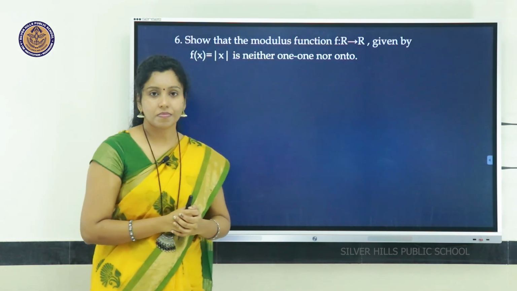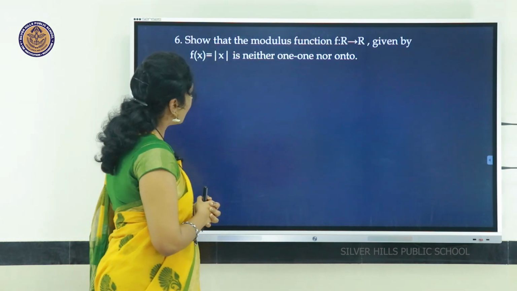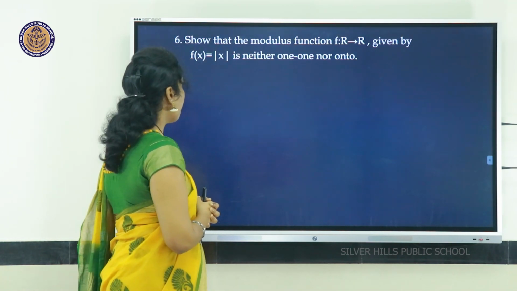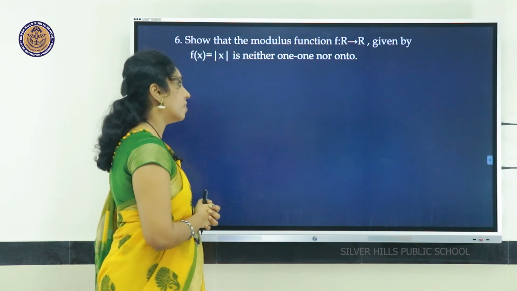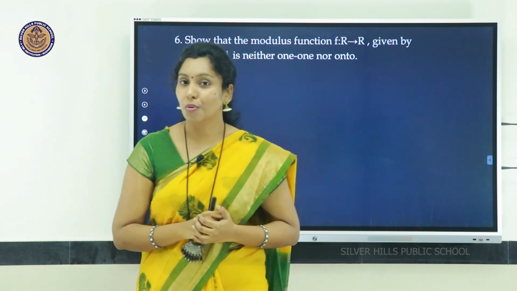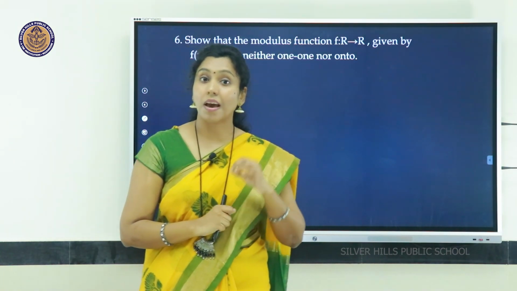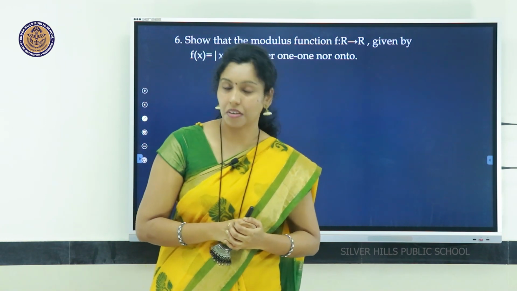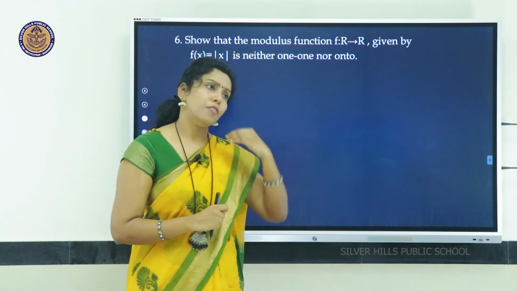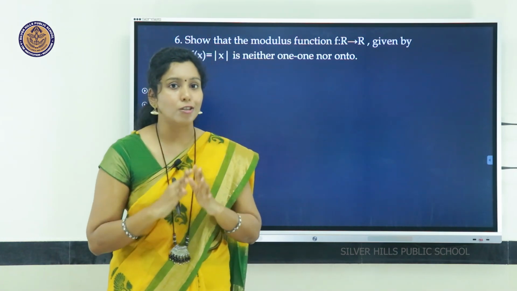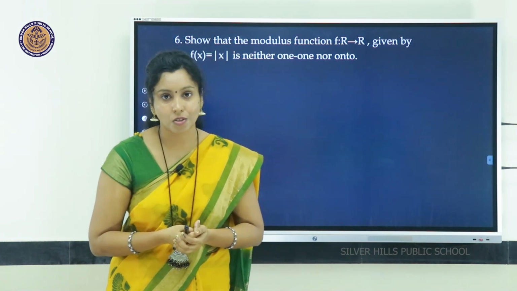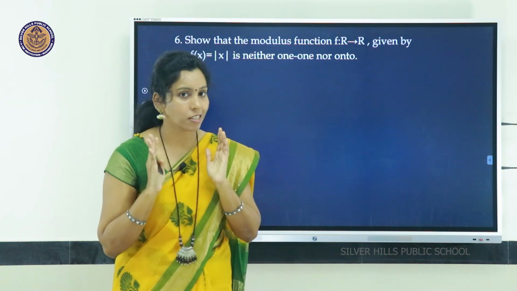Next question, the sixth one. Show that the modulus function f from R to R given by f of x is equal to mod x is neither 1-1 nor onto. Children, what is the definition of mod function? Mod x is equal to x when x is greater than or equal to 0, and minus x when x is less than 0. Meaning, if we give any value for x, the answer is always positive. Modulus of 1 is 1, modulus of minus 1 is 1. So, the answer is always positive.